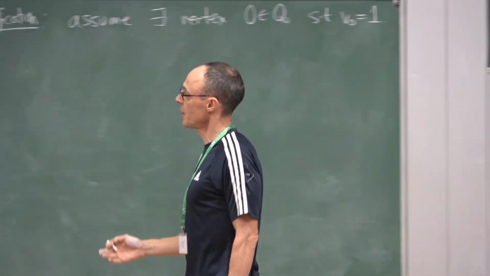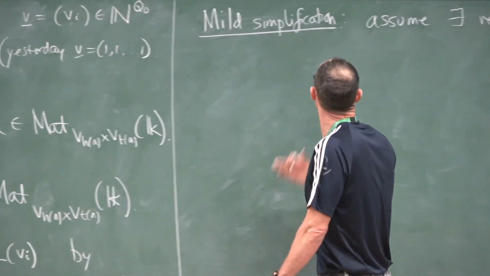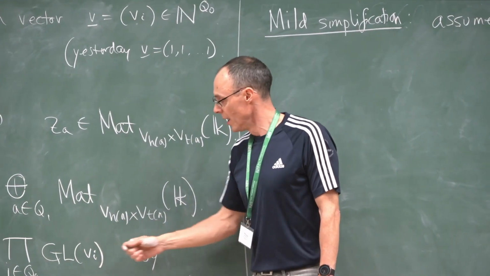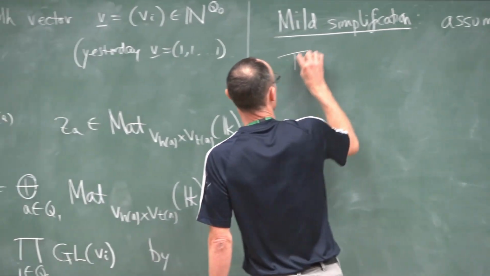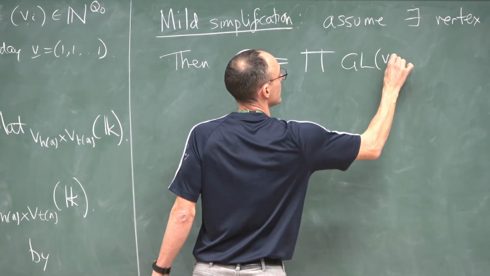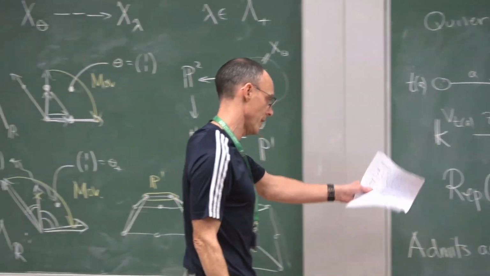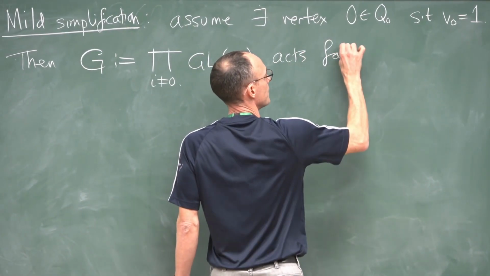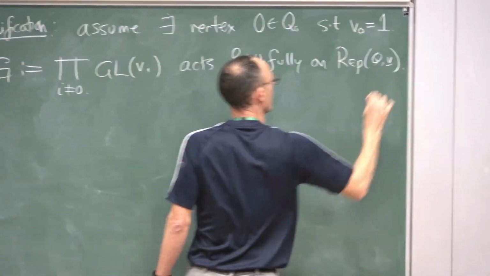The point is that this group doesn't act faithfully on this space. I really should mod out by a diagonal copy of GL1, but by introducing this assumption and breaking the symmetry, I can just work with the product of GL v_i at the non-zero vertices, so all the other vertices. This is isomorphic to the action of the quotient of this by a GL1, so this acts faithfully on rep Q V.